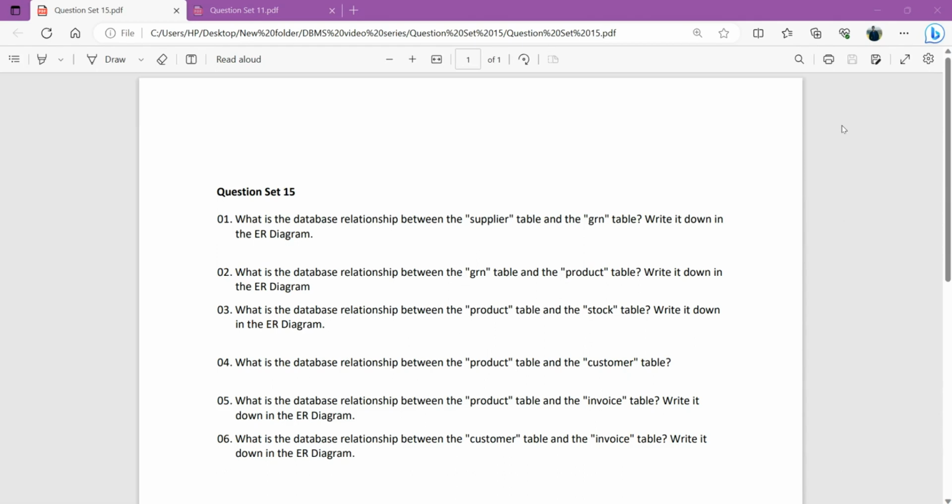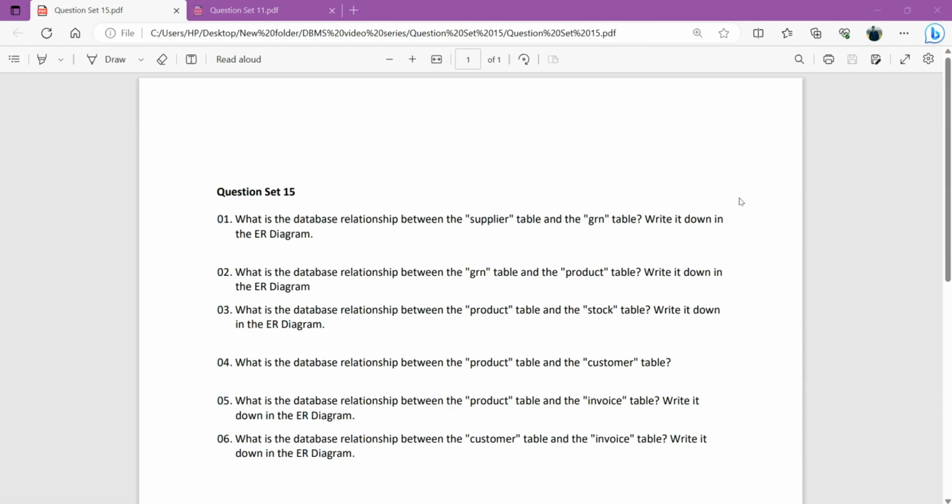Through question sets 11 to 15, we created tables in our ER diagram. In question set 11, they told us to create a database called NextMobileDB, and then a table called user. In question set 12, we created two tables called customer table and supply table. In question set 13, they told us to create three tables: product table, GRN table and stock table. And finally, in question set 14, we created the invoice table.